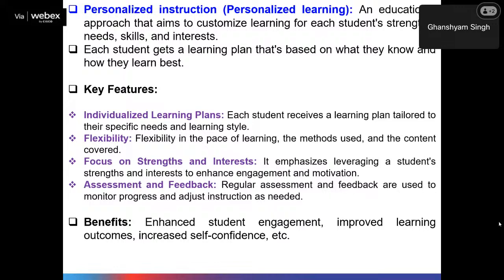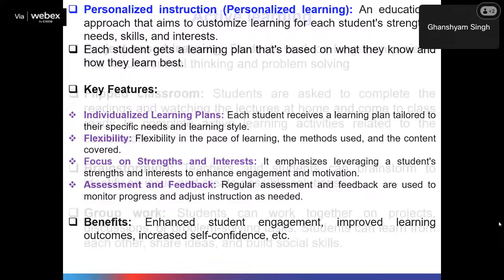If we are able to implement personalized instruction in an effective way, the benefits are awesome. We will see that student engagement is increased. We can see that their learning outcomes are also improved, and we can also see that they are more confident than in the previous class. These are the benefits if we employ personalized instruction in an effective way.